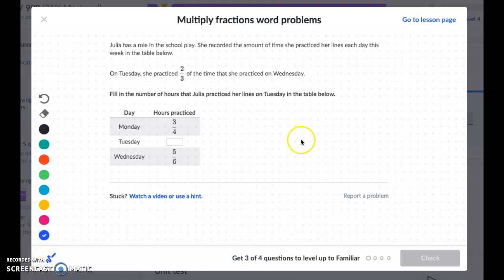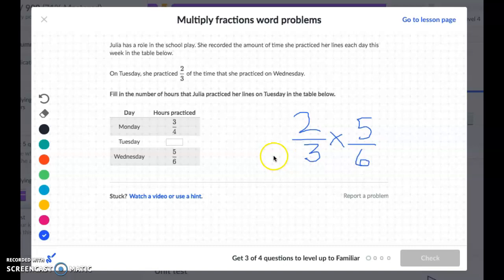So she practiced 2/3 of, which means times, the amount of time she practiced on Wednesday. Well, on Wednesday she practiced 5/6 of an hour. So Julia practiced 2/3 of 5/6 of an hour. So we're going to multiply those together. Remember, of is times in math.